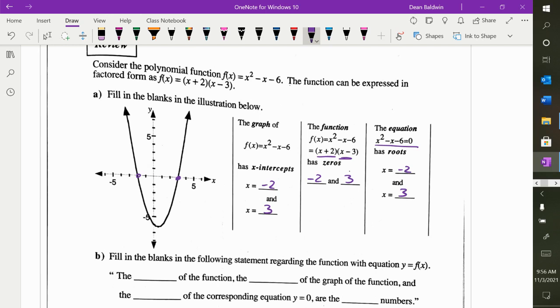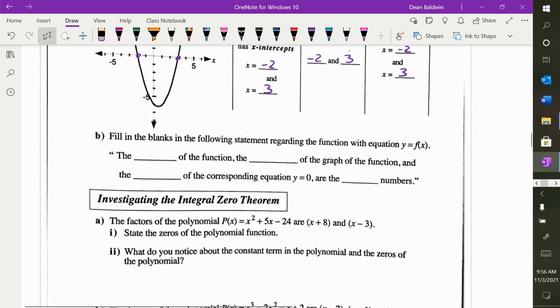Roots, x-intercepts, zeros, they all mean the same thing. The x-intercepts are when you have a graph. The zeros are when you set each bracket equal to 0. And the roots are when you're solving the equation already set to 0. They all mean the same thing, though. So you'll see those words interchanged.